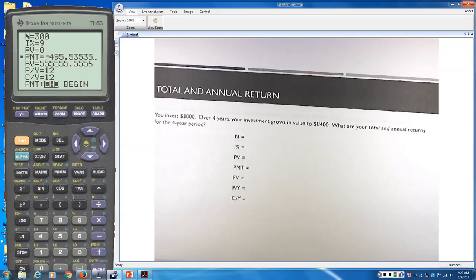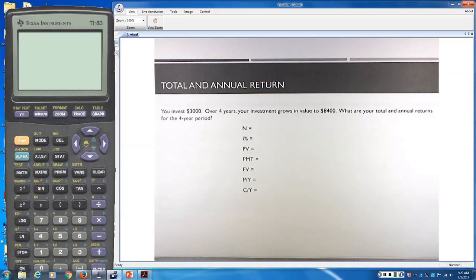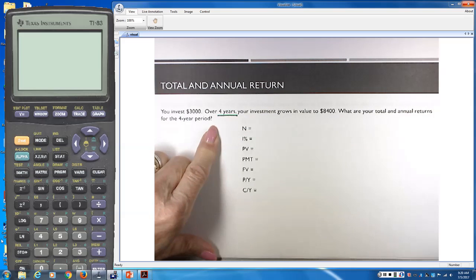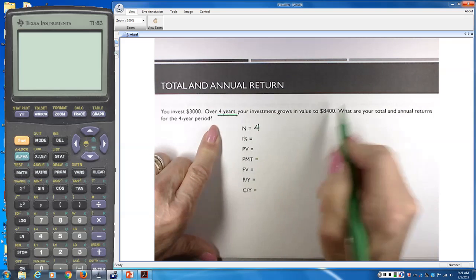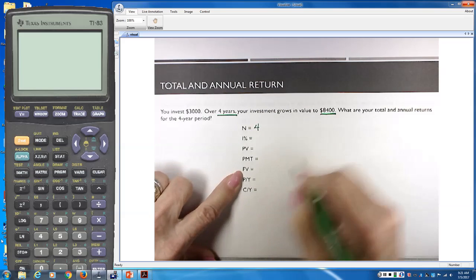You're gonna invest $3,000. You know, maybe you got a settlement, maybe you got an income tax return, but somehow you managed to have $3,000 to put into an account. Over 4 years, so there's going to be a factor of 4 in the end, over 4 years, your investment grows to a final value of $8,400. That $8,400 is a future value.